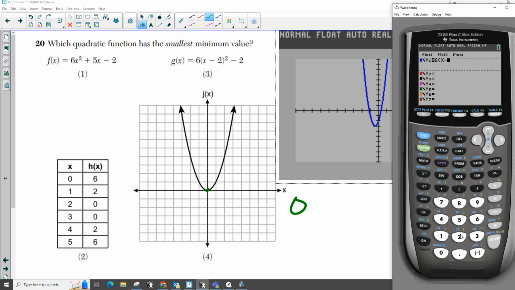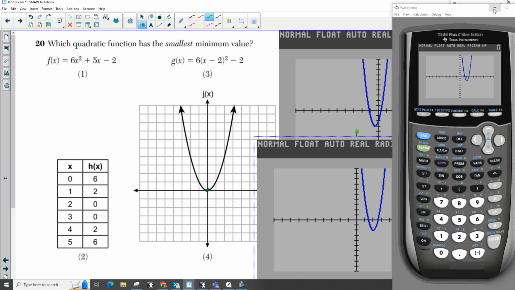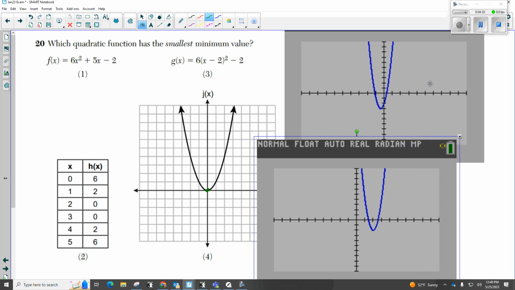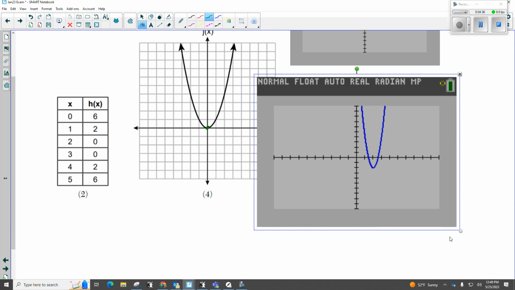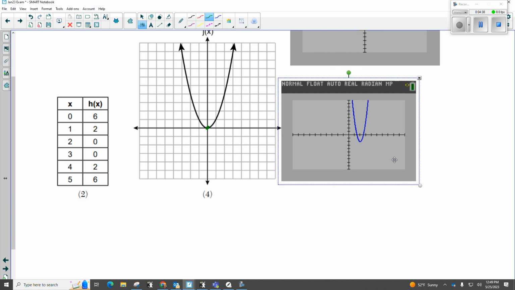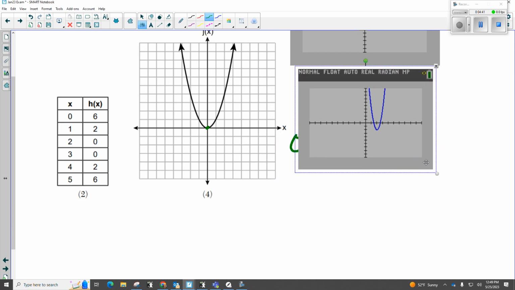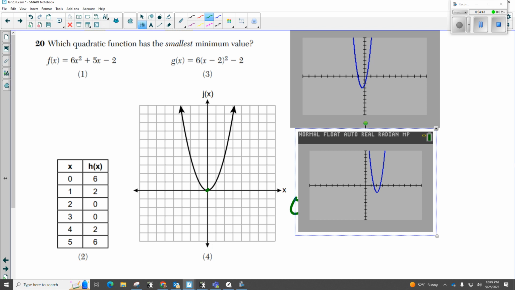6x minus 2 squared minus 2. Type it exactly like you see it. And let's get our graph. Putting that on here. Okay, I'm going to try to make these just a touch smaller. And there we go. Can you tell what the minimum value would be on both of these?